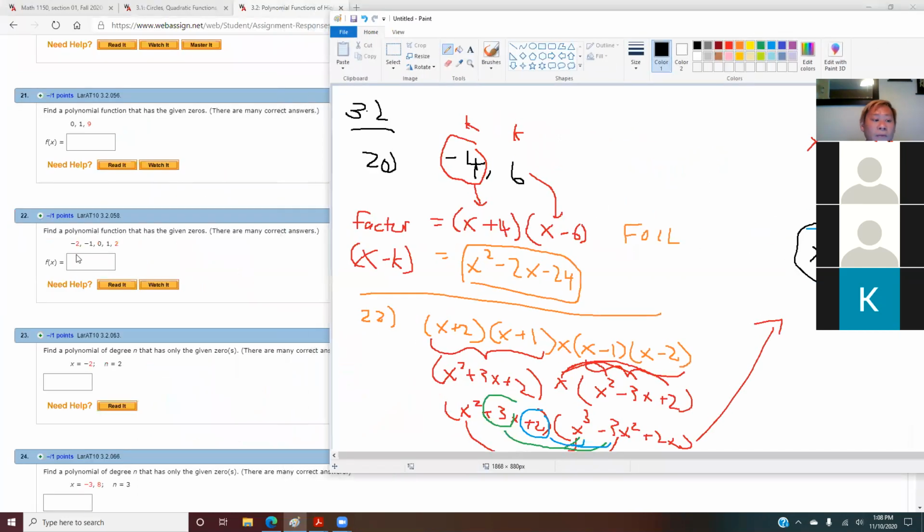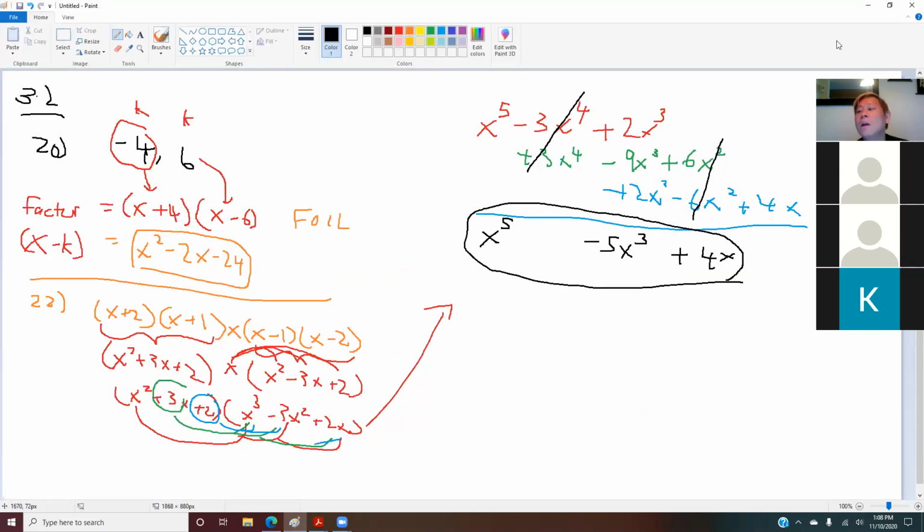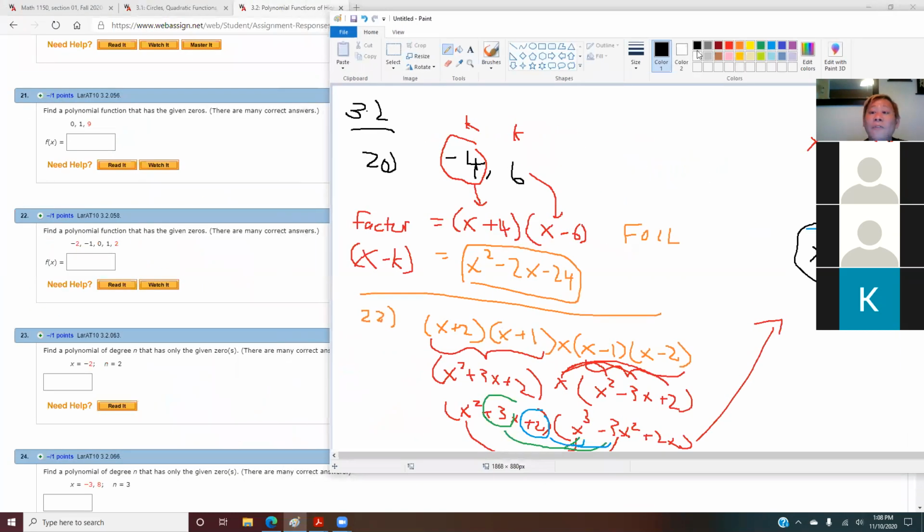If you have a question like this, it's just a bit more tedious work of FOILing. So that's the reason it's not tough. It's just FOILing, in this case a lot of FOILing.